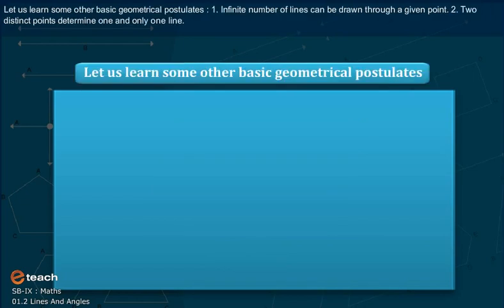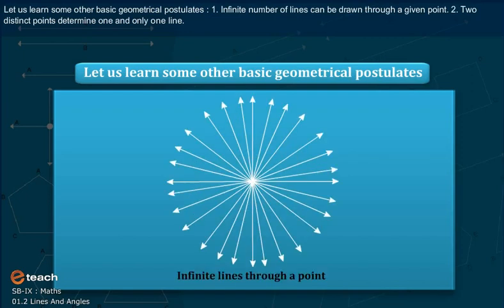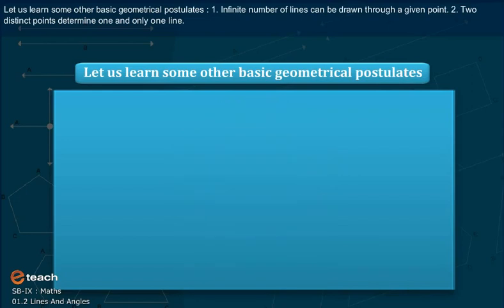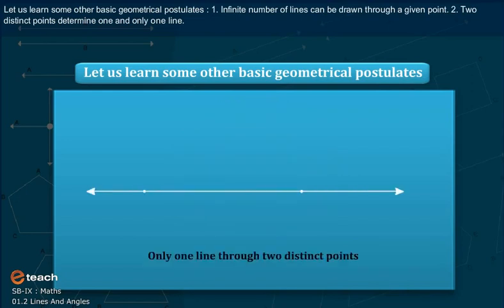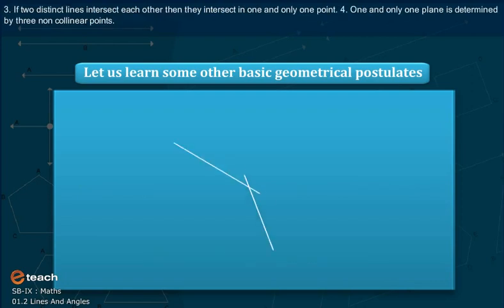Let us learn some other basic geometrical postulates. 1. An infinite number of lines can be drawn through a given point. 2. Two distinct points determine one and only one line. 3. If two distinct lines intersect each other, then they intersect in one and only one point.